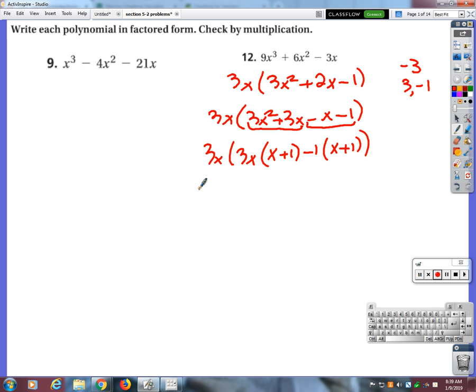So what I'm going to do next to finish this is I'm basically going to factor an x plus 1 out of both of these. So if I factor an x plus 1 out of here, what am I left with? 3x. And then if I factor an x plus 1 out of here, what am I left with? Minus 1. And so this is the factored form of this. Okay?